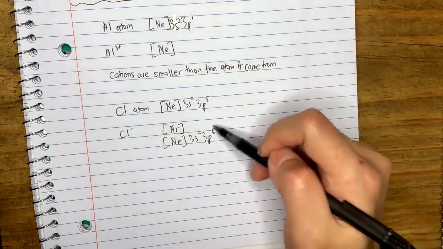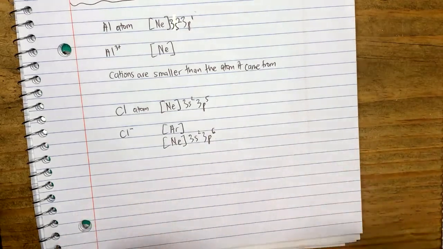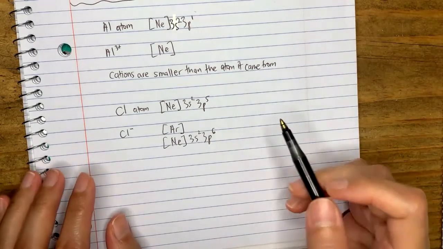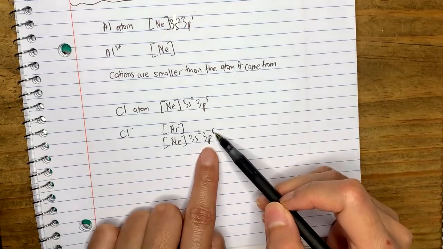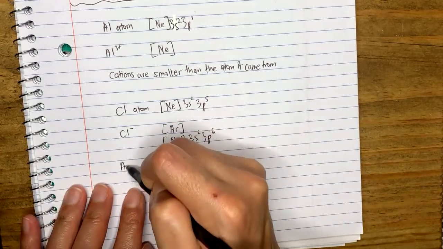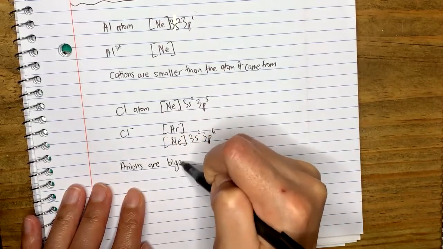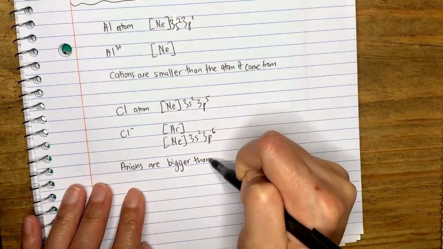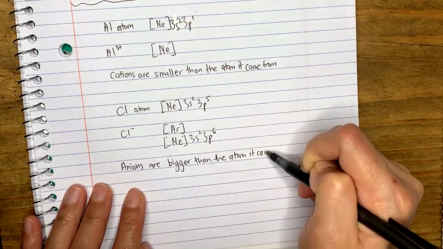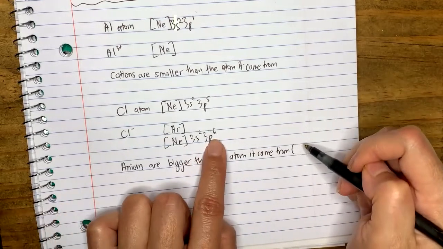Okay, so you have an extra electron right there. And plus, this extra electron is increasing electron repulsion. Okay, so it makes it bigger because there's an extra electron right there. Okay, so anions are bigger than the atom it came from. Okay, because it has to do with the extra electrons that you put in.